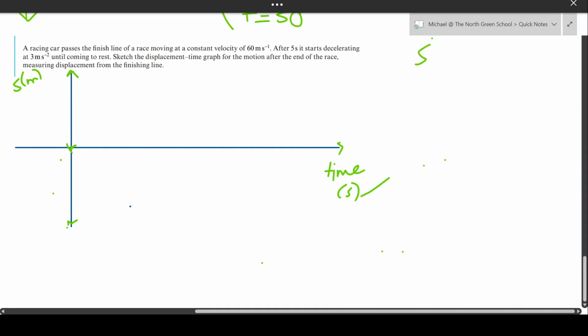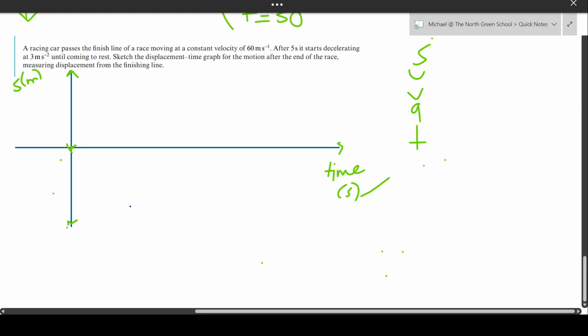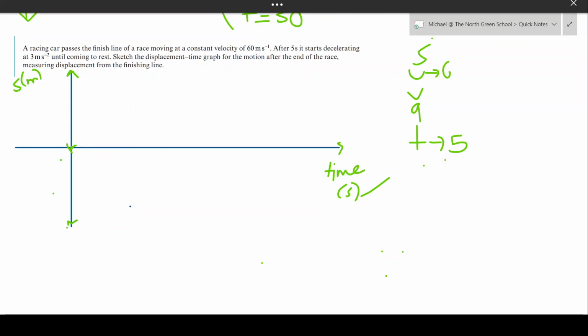So we're going to use the SUVAT equations. We need to find the displacement. We've got the time, 5 seconds. We've got the velocity, 60. What else do we have? Well, we also have acceleration, because when you have a constant speed, that means your speed is not changing, so you have an acceleration of 0. And we need to find S. So we can use S, U, A, and T, and ignore the V. We'll use S equals UT plus a half AT squared.